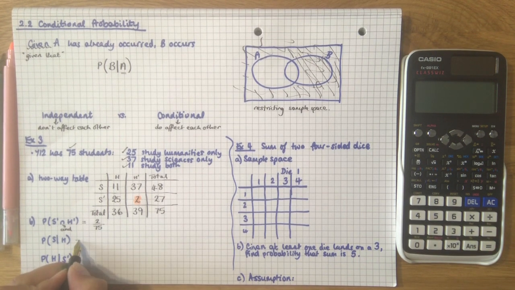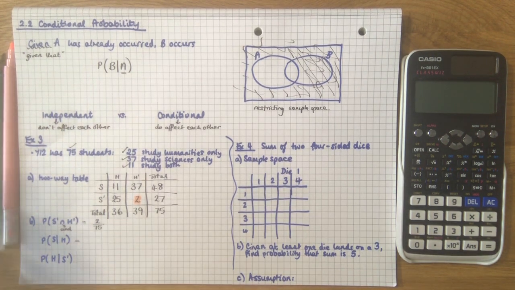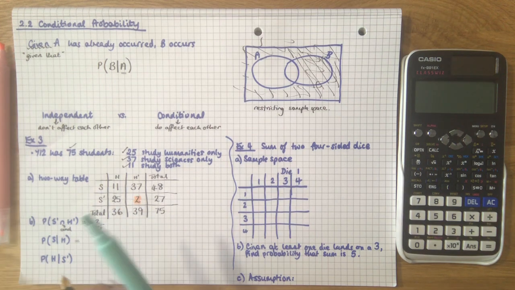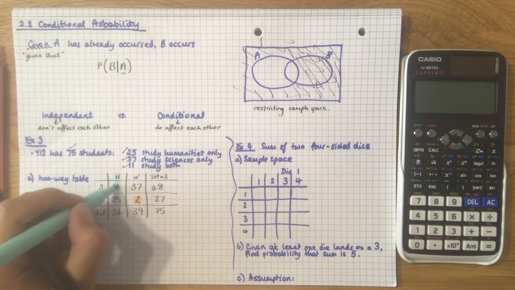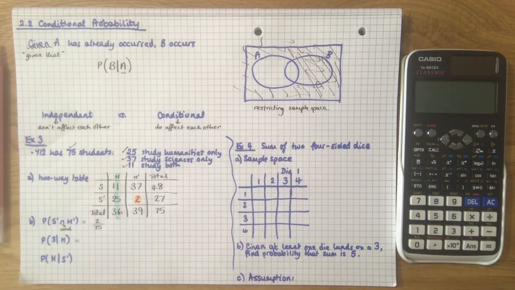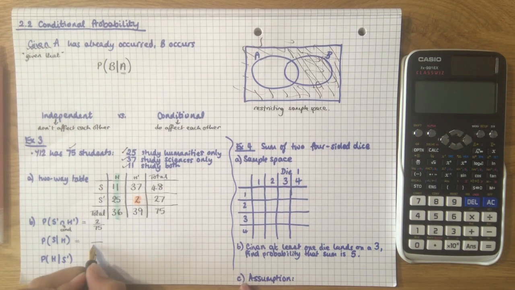Now, be careful when we get to these 2 questions, because now we're using the given that line, which means we're going to restrict our sample space. Let's think about what this really means. What's the probability that a student studies science given that they study humanities? So what that means is we know they study humanities, so we know they are in this column here, so we're only interested in those 36 students.